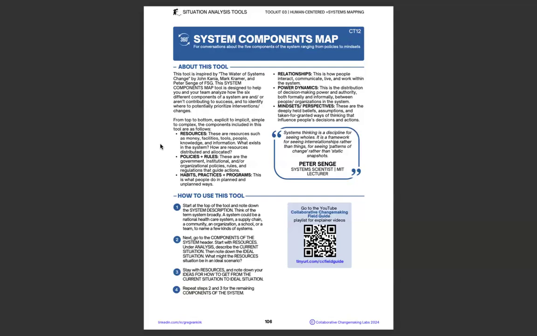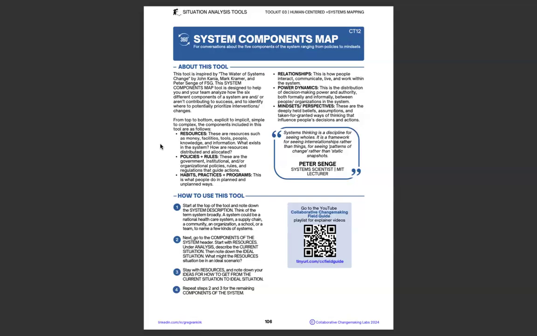So this system components map tool is designed to help you and your team analyze how the six different components of a system are and or aren't contributing to success, and to identify where to potentially prioritize interventions or changes. Right. So a note, it can be paralyzing looking at systems. It's just a really great way to look at systems in a very methodical and logical way.